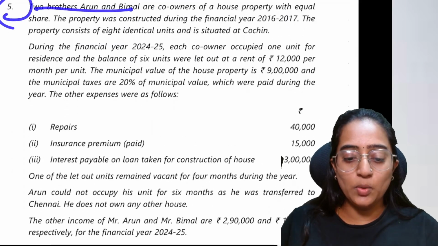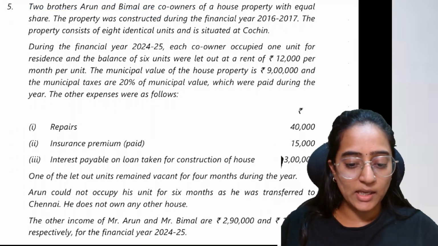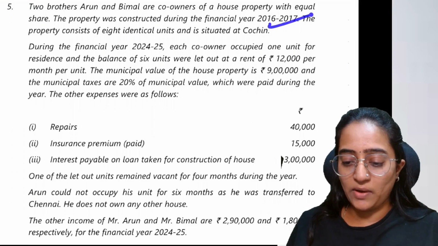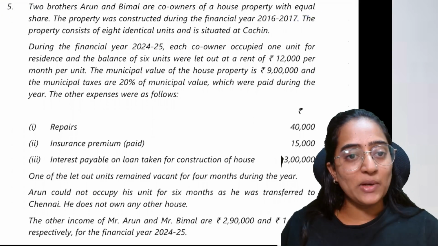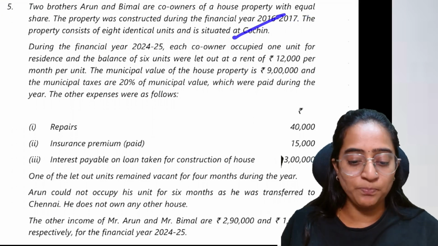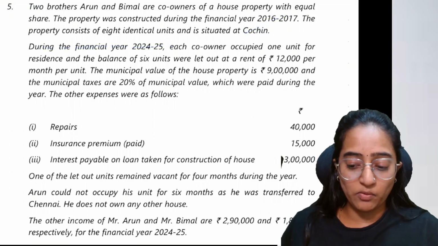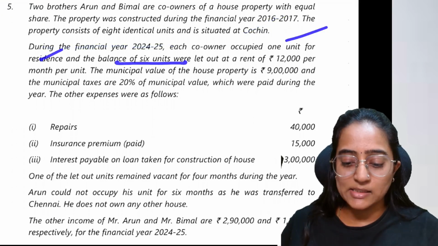Next. Two brothers, Arun and Bimal, are the co-owners of the property with equal share. The property was constructed during the financial year 16-17. The property consists of 8 identical units and is situated at Kochi. During the financial year 24-25, each co-owner occupied 1 unit as residence and the balance 6 units were let out.